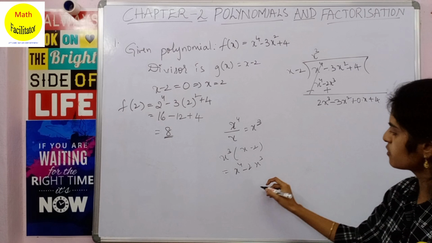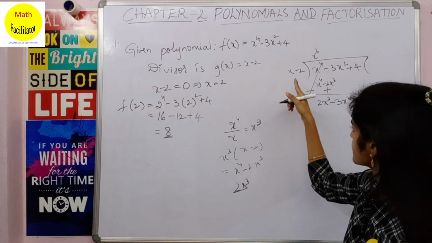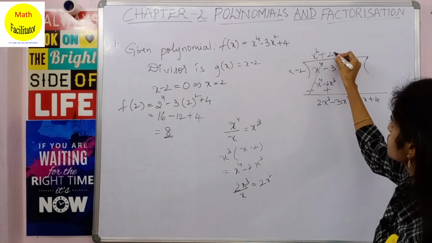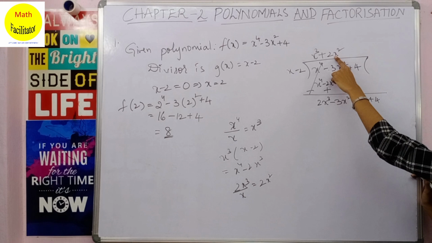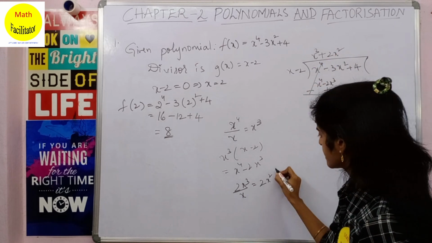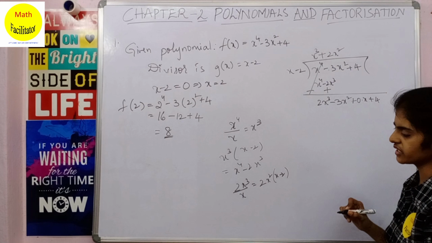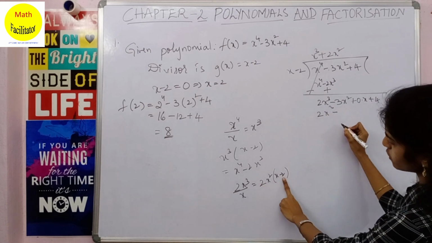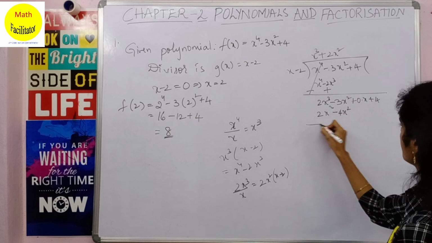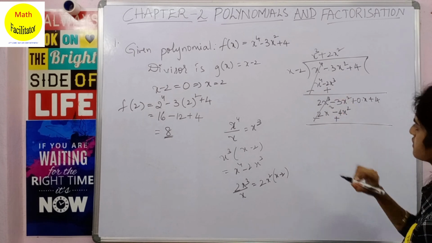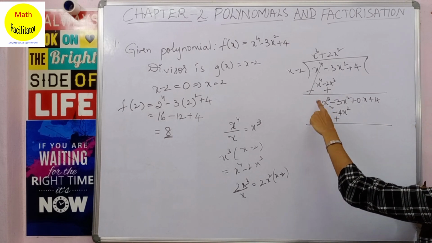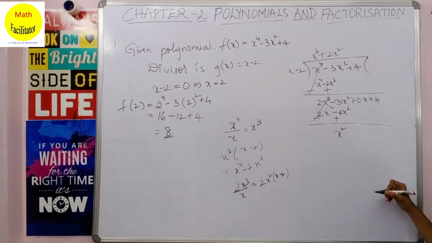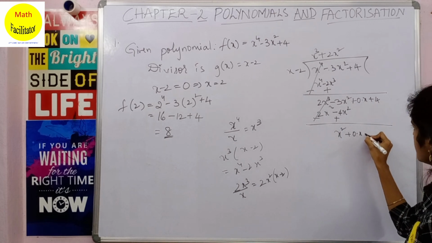Now here you can see this is the new dividend. The first term of the dividend is 2x cube and the divisor is x, so dividing both you have 2x square. So 2x square is the second term of the quotient. Now 2x square into x minus 2 will give you 2x cube minus, 2 2s are 4x square. Again subtracting, 2x cube minus 2x cube gets cancelled and plus 4x square minus 3x square gives you x square. You have plus 0 into x plus 4.